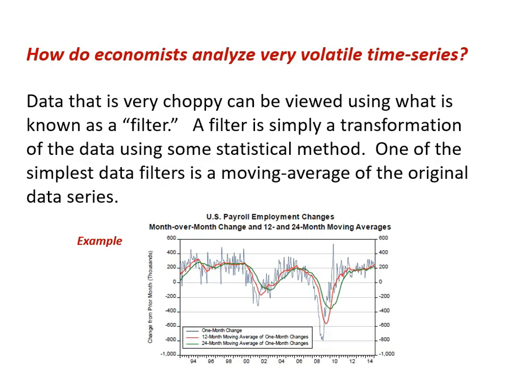Finally, irregular variation in a time series is basically noise, and makes it difficult to interpret the message from the data. So, how do economists analyze very volatile or noisy time series? Very choppy data can be viewed using what is known as a filter. A filter is simply a transformation of the data, using some statistical method. One of the simplest data filters is a moving average of the original data series. The chart on this slide shows an example of using moving averages to smooth out the noise in a very volatile time series.